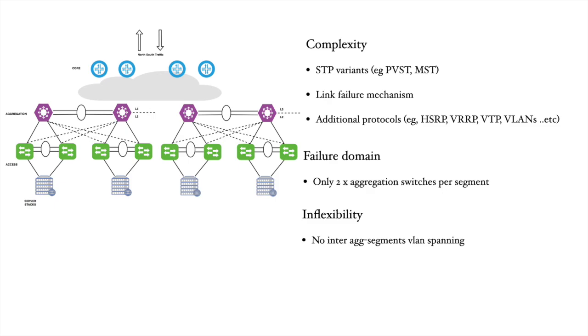Complexity. The implementation of spanning tree in a data center network will usually include other protocols and failure detection mechanisms. For instance, per VLAN spanning tree, multiple spanning tree, trunking, multiple gateway protocols like HSRP, VRRP, and link failure detection mechanisms. All these additional protocol mechanisms will increase the complexity of the bridging solution. If there's a failure, it will be very difficult to troubleshoot. Inflexibility. It is impossible to span a VLAN across two different pairs of aggregation switches.